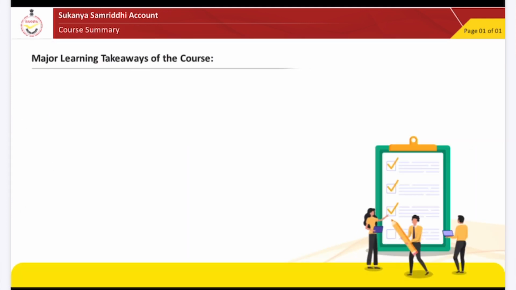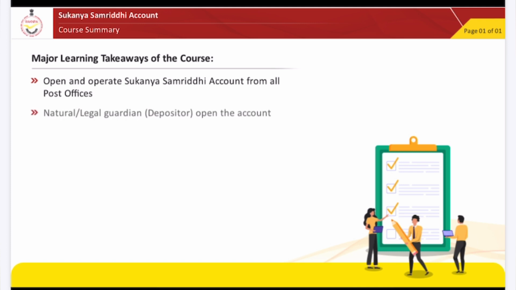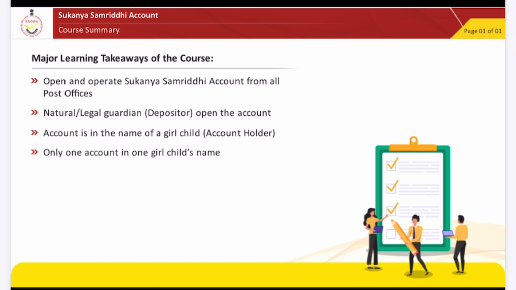Before wrapping up the course, let us quickly summarize the major learning takeaways. Depositors can open and operate a Sukanya Samriddhi account from all the post offices. A natural as well as legal guardian, termed as a depositor, can open the account in the name of a girl child. The girl child is referred to as the account holder. A depositor can open only one account in one girl child's name.